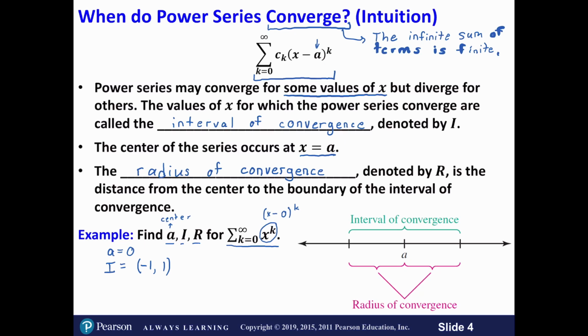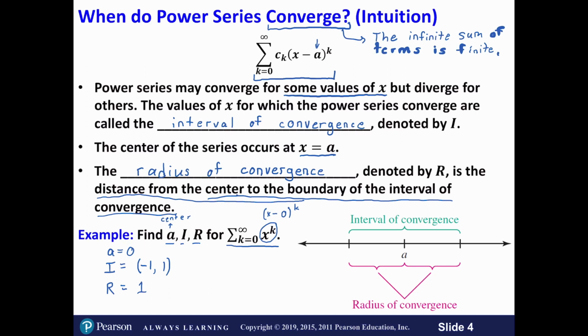And the radius of convergence, let's read the definition again, is the distance from the center to the boundary of the interval of convergence. So the center is 0. The boundary of the interval of convergence is 1, or negative 1. The distance from 0 to 1, or the distance from 0 to negative 1, is just 1.